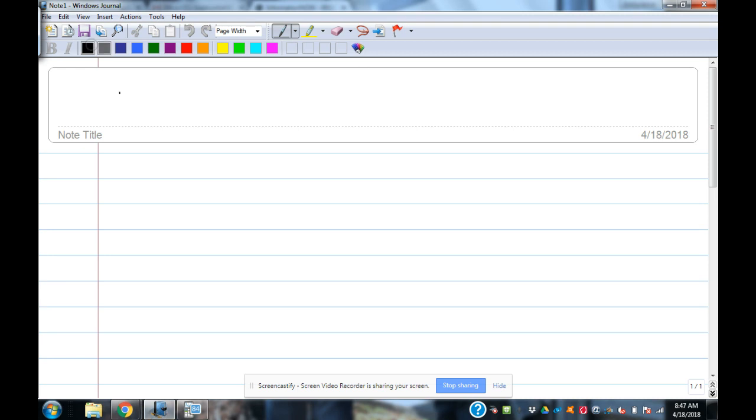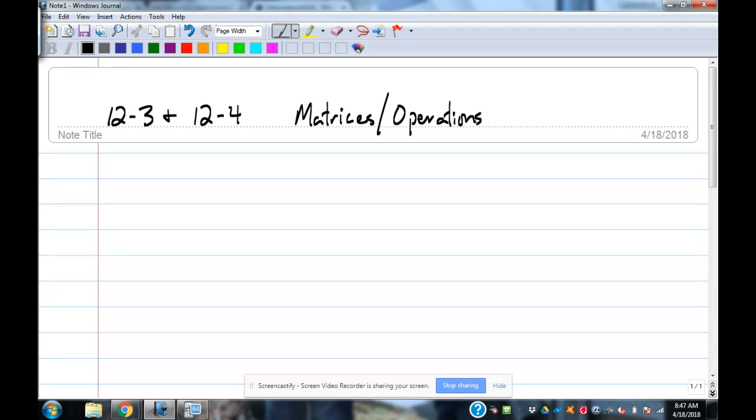Okay, so 12-3 and 12-4. Matrices and operations within those. So we're going to do some addition, subtraction, multiplication, things with matrices today.